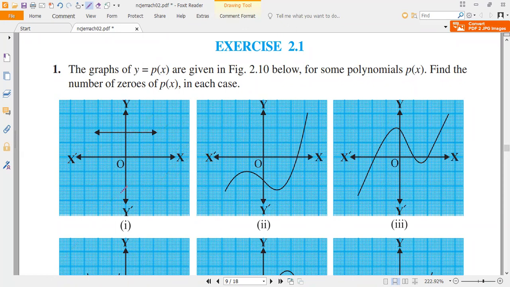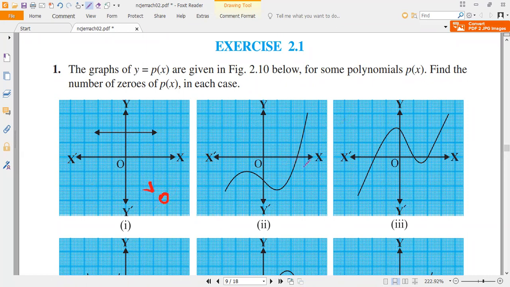No zeros. The graph never touches the x-axis. It does not cut the x-axis. So the number of zeros is zero. Now the second one.